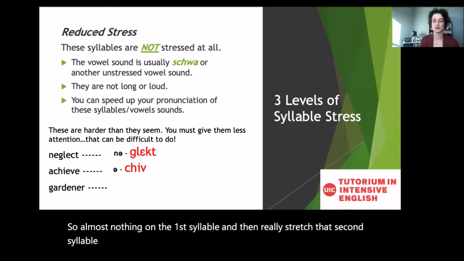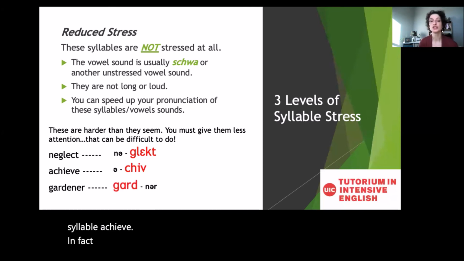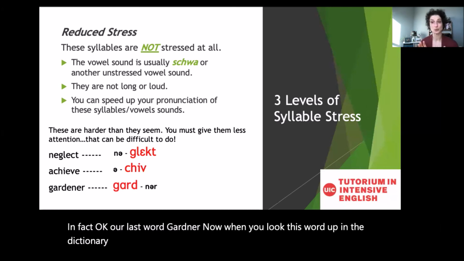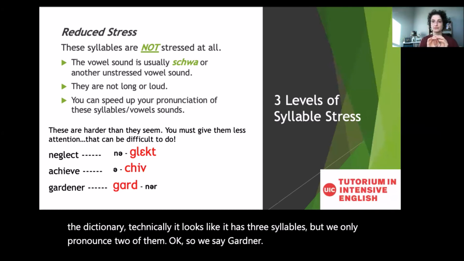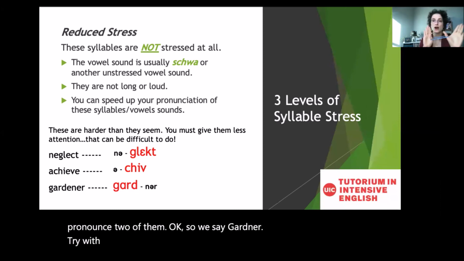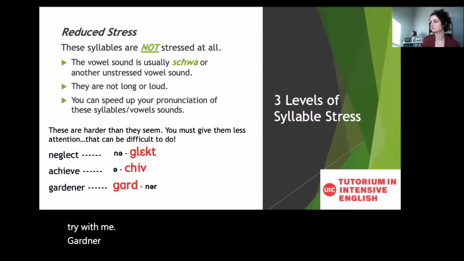Achieve. Okay. And our last word, gardener. Now, when you look this word up in the dictionary, technically it looks like it has 3 syllables, but we only pronounce 2 of them. Okay. So we say gardener. Gardener. Try it with me. Gardener. Great. Doing a great job.